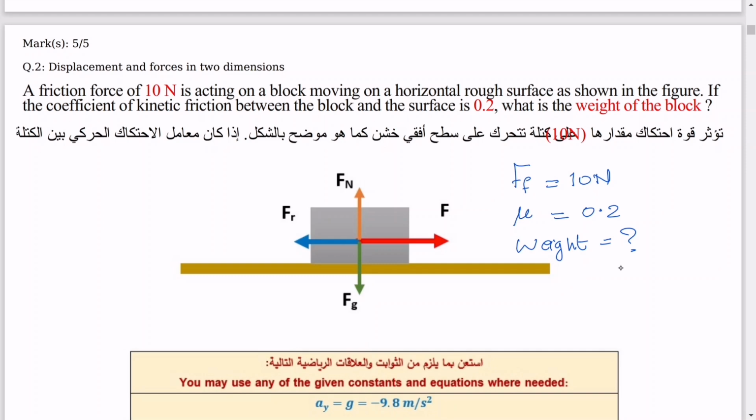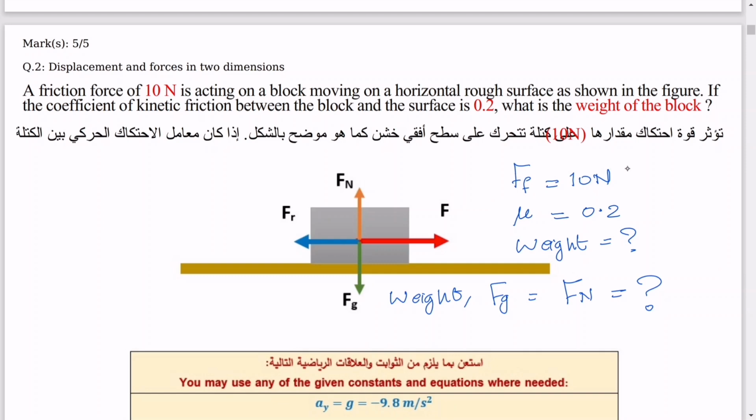For an object on a horizontal surface, its weight is equal to normal force. So for an object that is laying on a horizontal surface, the weight of the object, that is force of gravity, is equal to normal force. So here in this question, what you need to calculate? You need to calculate the normal force. When you calculate the normal force, you will get the weight of the object.